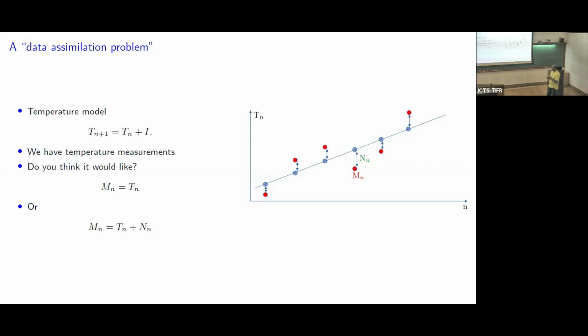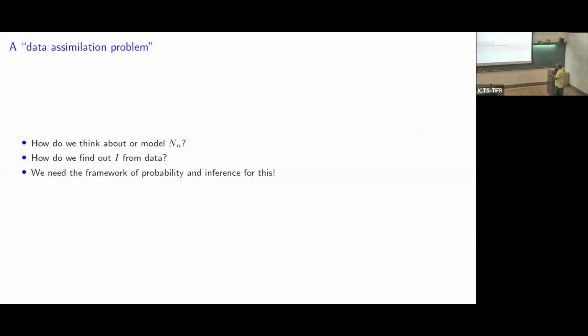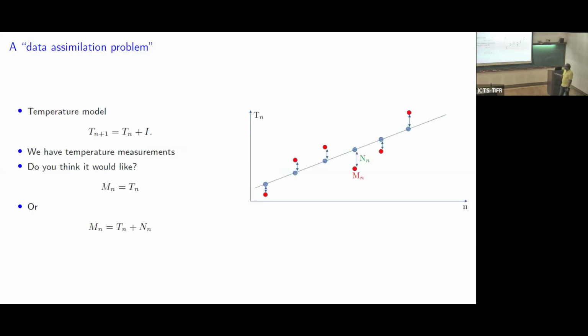But in this talk, we are basically trying to do just two things. We are going to think about how to mathematically model this NN. If you look at it, these are values that you have, which are deviations from the true data that you have.